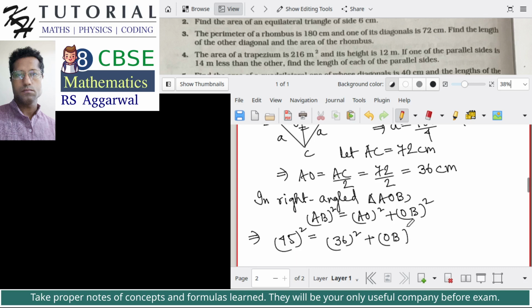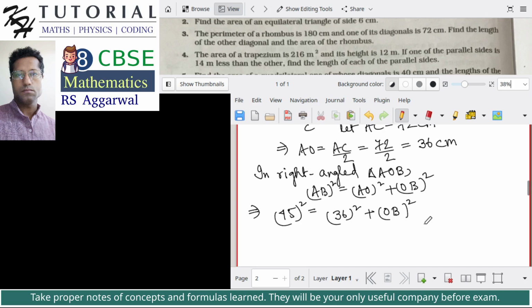Now to solve this kind of equation in Pythagoras theorem, especially if you need to find OB square, please do not find the value of 45 square and 36 square. Rather, OB square will be equal to 45 square minus 36 square. I will use the algebraic identity A square.